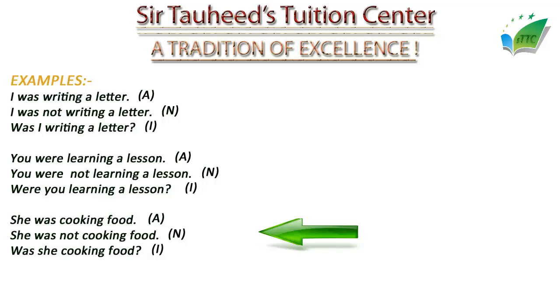Now, if we want to make its interrogative sentence, we have to use the helping verb in the first place and the subject in the second place. So the sequence will become like this. Was she cooking food? And a question mark in the end to make it a proper interrogative sentence.